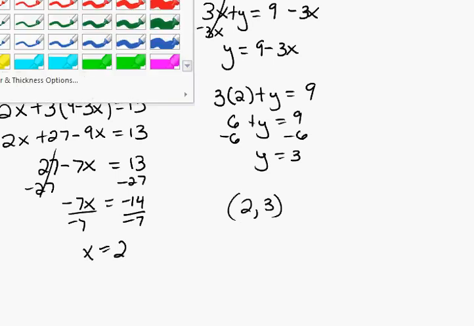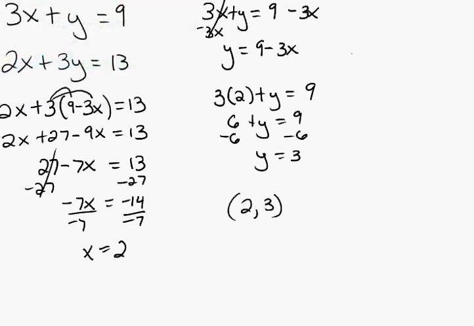We can check this, and the check is really important because it lets you know, did we do it right? So I'm going to use that ordered pair 2, 3 in both equations. I'm going to write my first equation here, the 3x plus y equals 9, and my second equation, the 2x plus 3y equals 13. And I'm going to substitute 2, 3 into both.